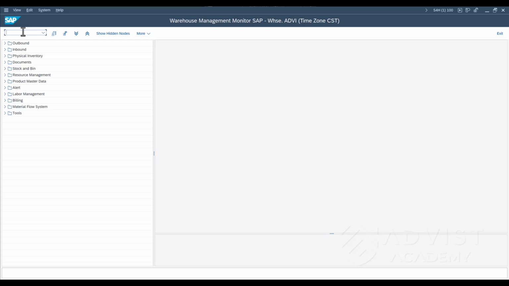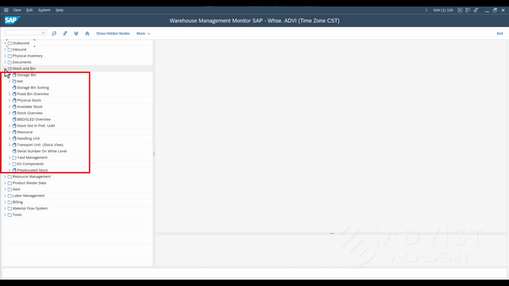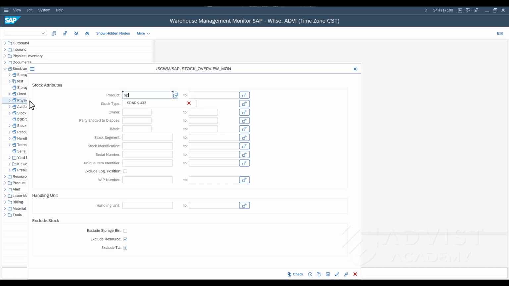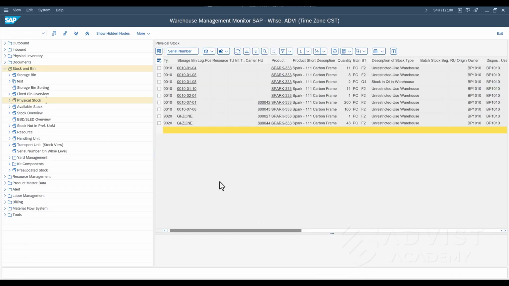To get an overview of the stock situation, the Stock section is selected in the navigation. Various evaluations are available here, for example by material, by storage bin, or by handling unit. For this video, it is sufficient to run a simple query on material level. To do this, a material is entered in the selection screen and the query is executed. The display area now shows different stock information.